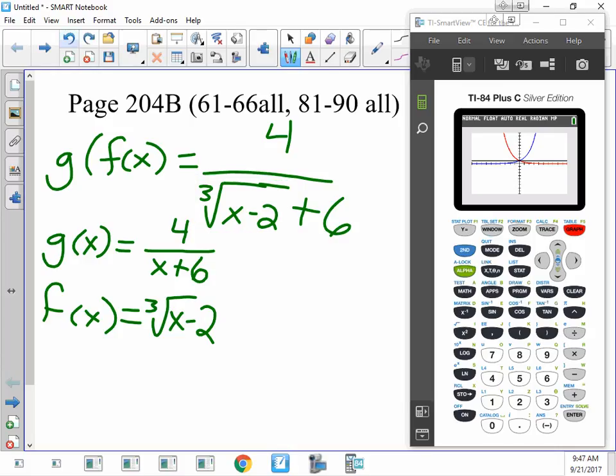Does anybody see a different way to do it? Nope, that doesn't work. Oh, good. That would work. So 4 over x, which would make f of x the cubed root of x minus 2 plus 6. That would work. I see one more way to do it.